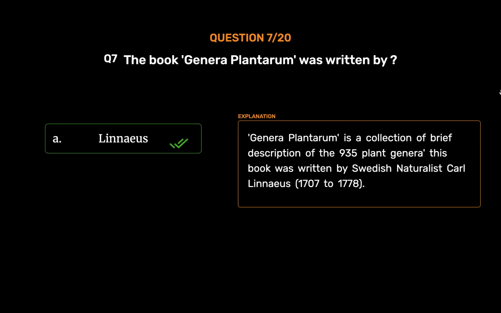Linnaeus. Genera Plantarum is a collection of brief descriptions of the 935 plant genera. This book was written by Swedish naturalist Carl Linnaeus, 1707 to 1778.